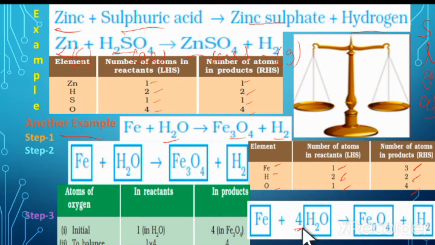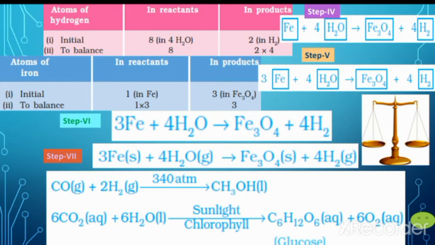When we multiply with 4, again we have to check whether the number of elements in the reactant side and product side are the same or different. If you check, the oxygens are balanced but the hydrogens are not. To balance the hydrogens, we have to multiply the product side hydrogen with 4. Then the hydrogens and oxygens are balanced in the reactant side and product side, but the iron is not balanced.